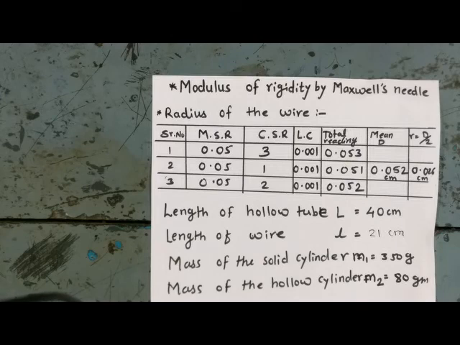Some measurements: the length of the hollow tube, capital L, is 40 centimeter. For the length of the wire, we hang the Maxwell needle in the wire from this screw, attached to this; experimentally we can attach the Maxwell needle to this screw pointer. Between these two places we get the reading 21 centimeter. Mass of the solid cylinder M1 is 350 gram, mass of the hollow cylinder M2 is 80 gram.